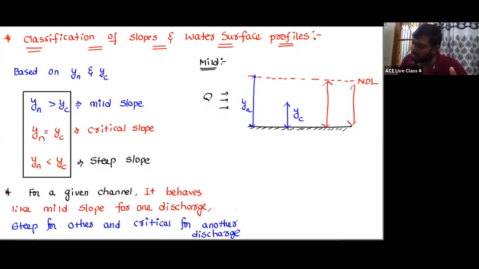So throughout the channel, the normal depth is going to be constant. If you join all those points, that is going to be the normal depth line. Similarly, if you join all those points in the case of the critical depth, we call it the critical depth line. So when do you say mild slope? When yn is more than yc, we say it is a mild slope. And in the case of the mild slope, NDL is above the CDL.